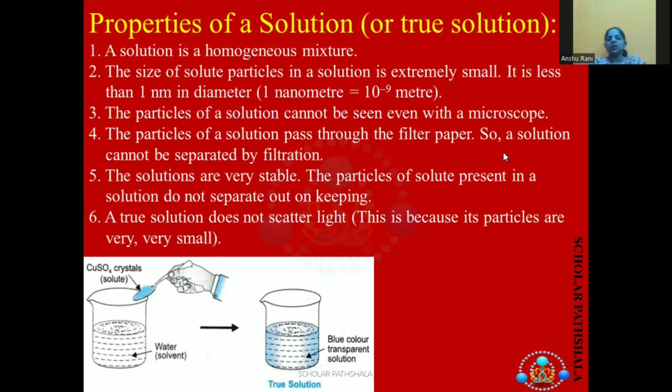Then they are very stable, like if you are having salt dissolved in water, it is a stable solution. They will not be able to scatter the beam of light. As the particles are very small, if you will pass torch light through it, they'll allow light to pass through them.